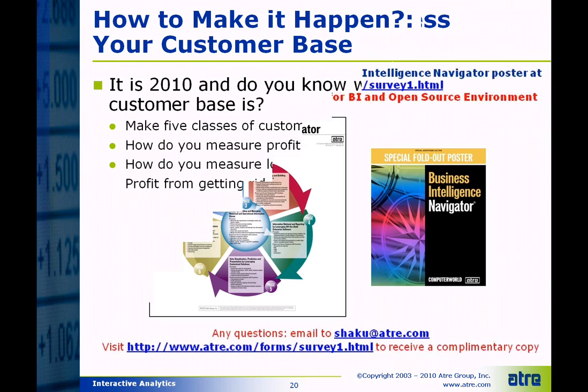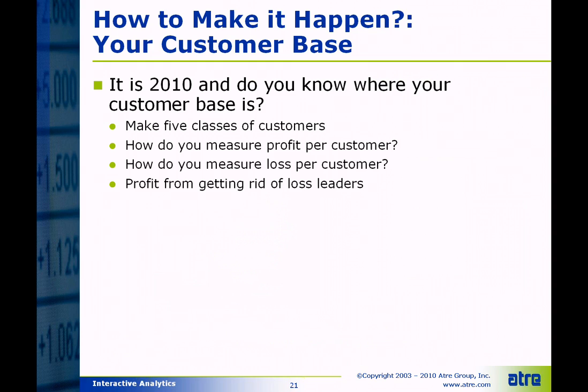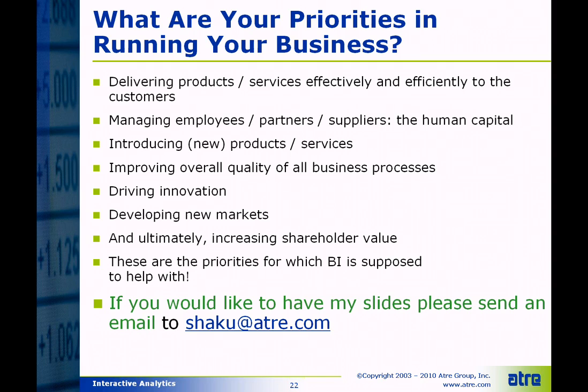Now, how to make it happen with your customer base? It's 2010, and do you know where your customer base is? Make 5 classes of customers. How do you measure profit per customer? How do you measure loss per customer? And profit from getting rid of loss leaders. So here is something: what are your priorities in running your business? Delivering products and services effectively, introducing new products, developing new markets.